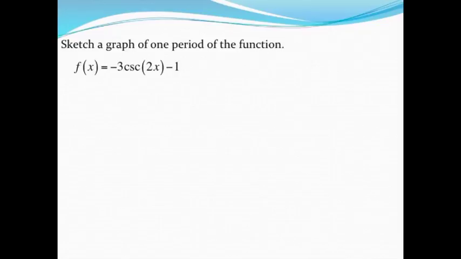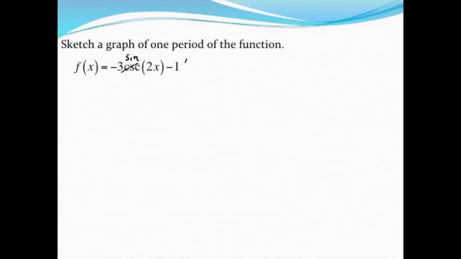In our last video, we looked at how to graph one period of a cosecant function by first graphing the sine function. I'm going to show you one more example here. This sine function is a little more complicated, but it's really going to follow the same steps we did last time.